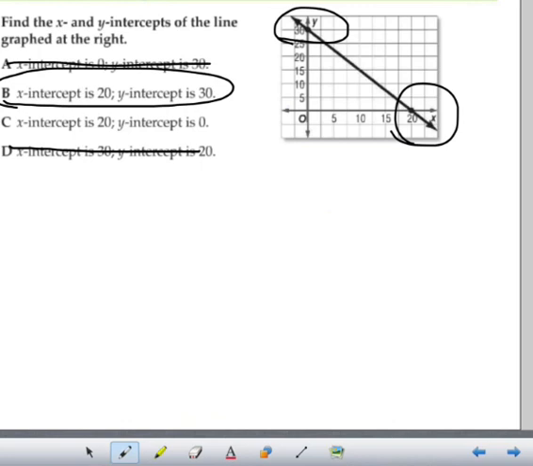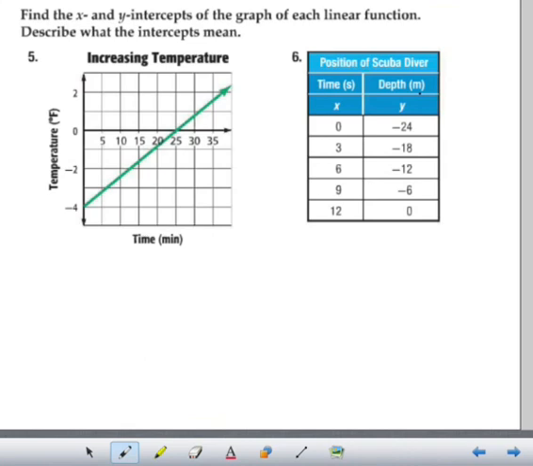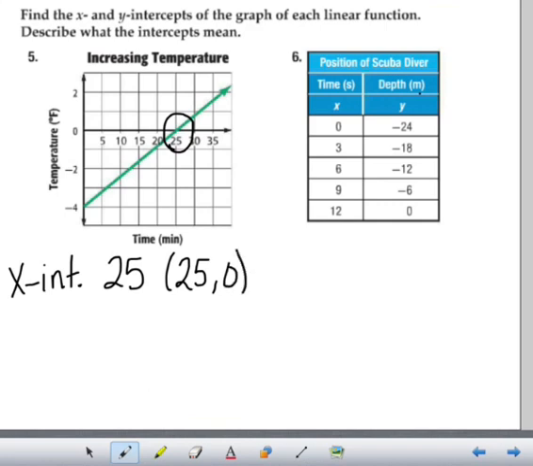All right, now we might also have to name some, but also tell what they mean. We can't just name a point. We have to understand, especially if it's on a chart or a graph, what that point means. Look at this one. If I ask you to name the x-intercept, where does it cross my x-axis? Right there at 25. So my x-intercept is 25. If you want to write that ordered pair, that would be (25, 0), because it's 25 on the x-axis, 0 on the y.